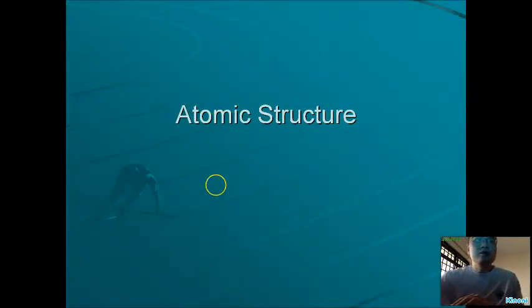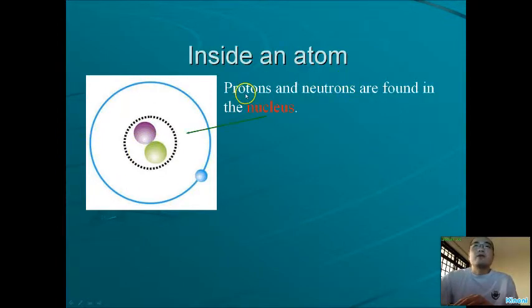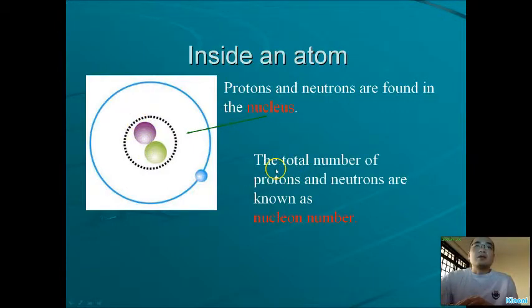Okay, so let's look at what an atom is made up of. An atom comprises a nucleus as well as electrons moving around the nucleus. And inside the nucleus, we have protons and neutrons. So these two subatomic particles are found inside the nucleus. And the total number of protons and neutrons is known as the nucleon number. It is also known as the mass number.